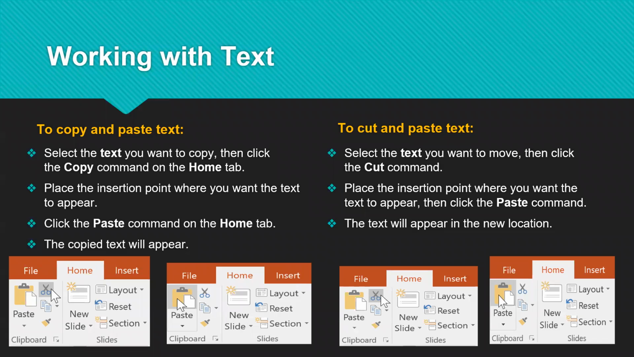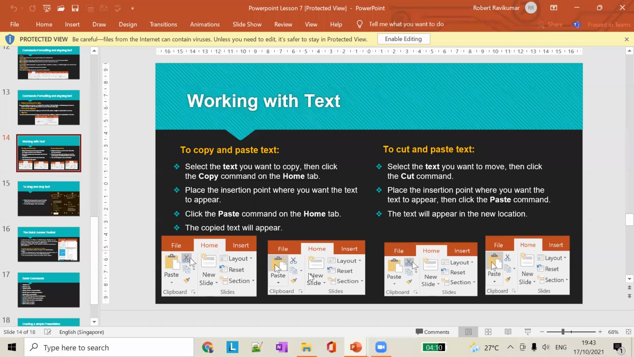You guys know what copy and paste is, right? Select the text you want to copy, then click the copy command, the double paper icon. Place the insertion point where you want the text to appear. Click the paste command on the Home tab, and then the copied text will appear.